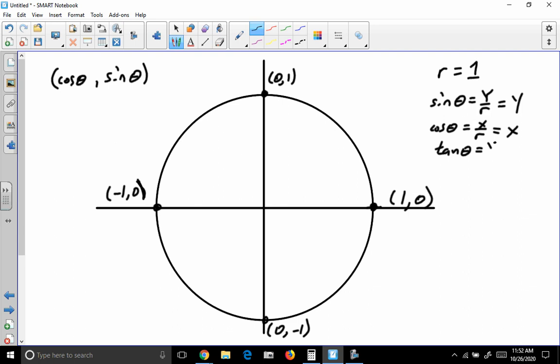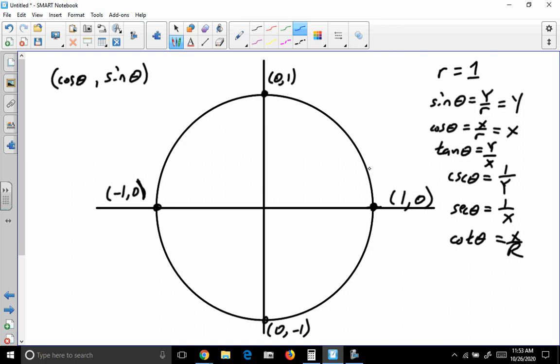Tangent is still y over x. Notice tangent is not dependent upon r, just y and x. The other three trig function values are just the reciprocals of these. Cosecant is the reciprocal of sine, so 1 over y. Secant is the reciprocal of cosine, so 1 over x. Cotangent is the reciprocal of tangent, so x over y. So if we know a point on the unit circle, we can determine the trig functions for that particular direction.